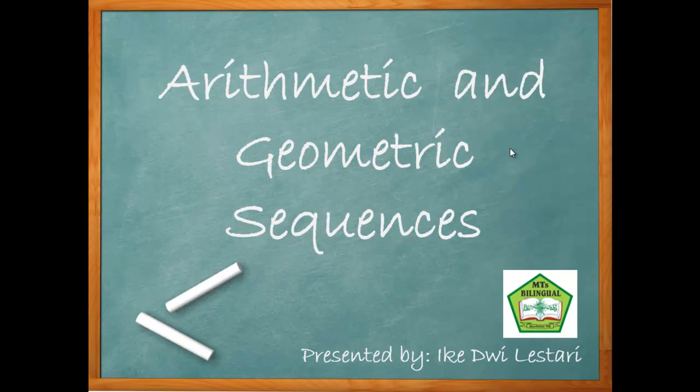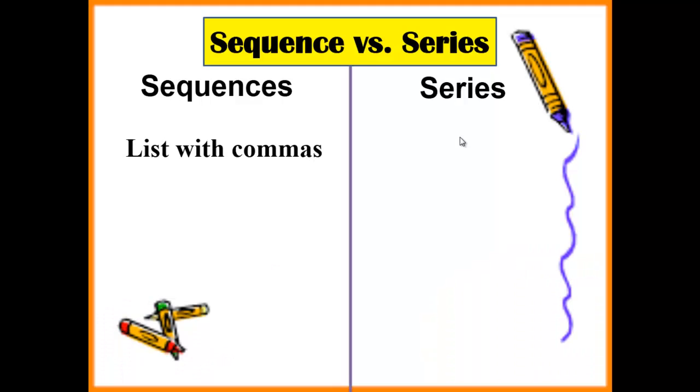Our topic today is about arithmetic and geometric sequences. Before you learn about arithmetic and geometric sequences, you have to know the difference between a sequence and a series. A sequence is usually listed with commas, but a series is usually indicated by a sum.